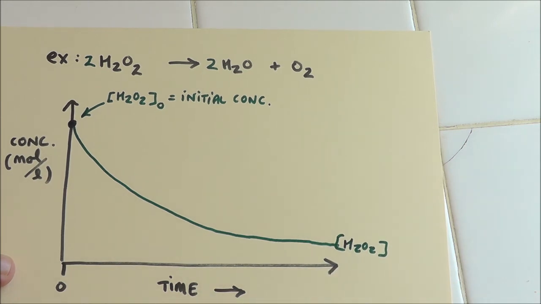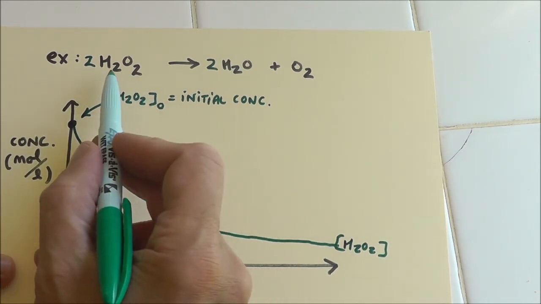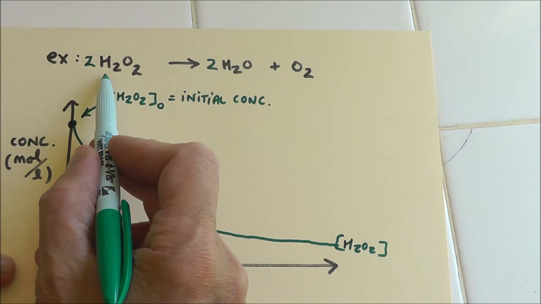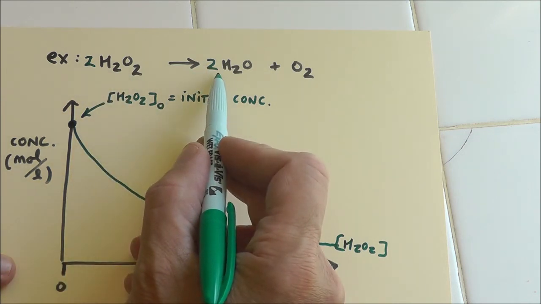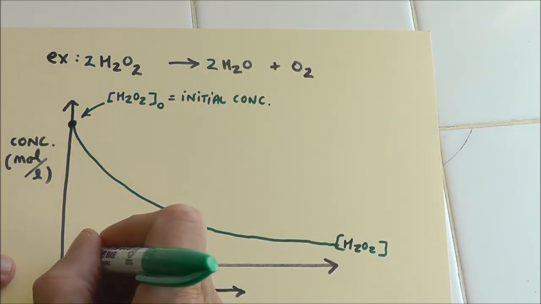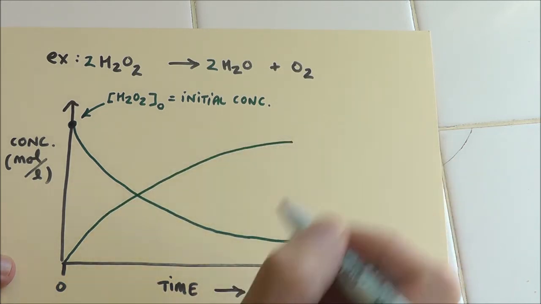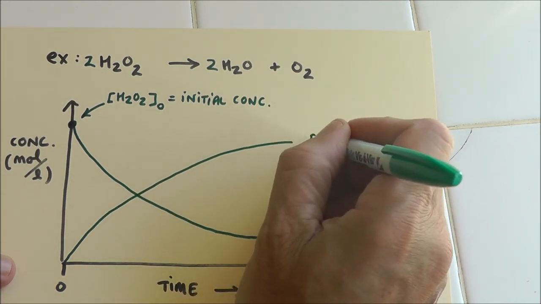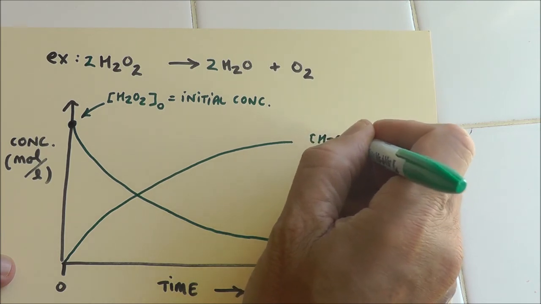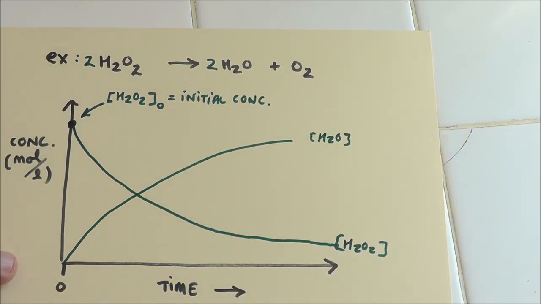That's what that symbolizes. What would the water be like? Well, for every 2 molecules of this that disappear, 2 molecules of that appear up here, and so it would be like the mirror image. And so this would be your water. I'm putting it in brackets. We'd say that's the concentration of water.